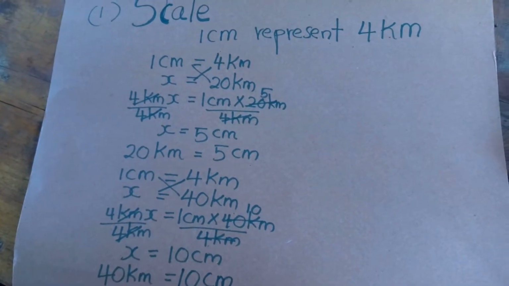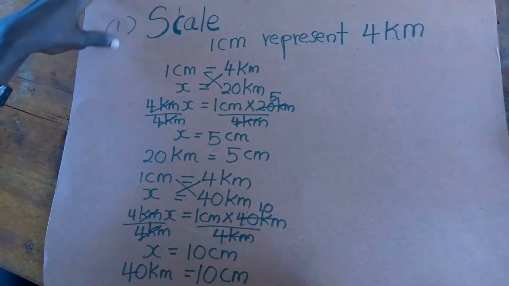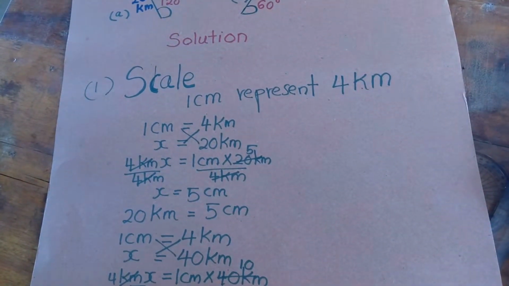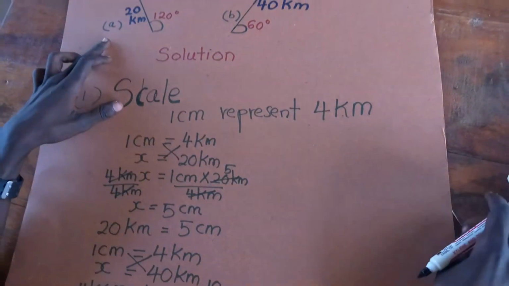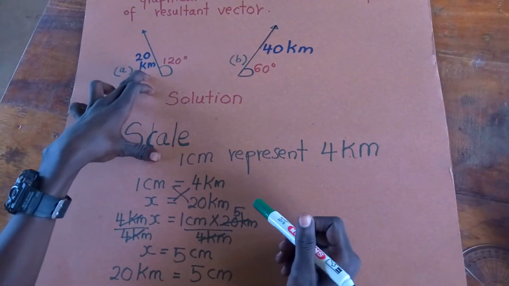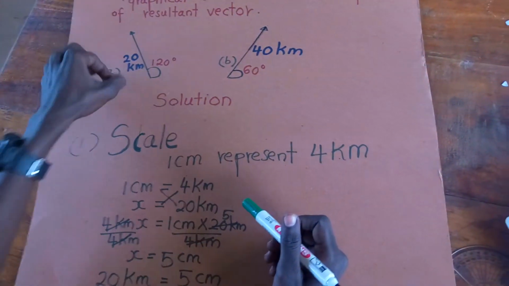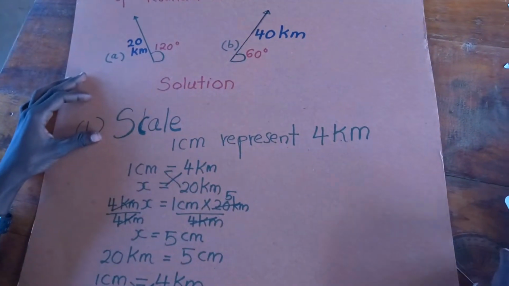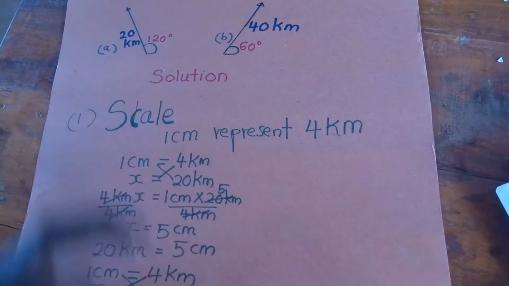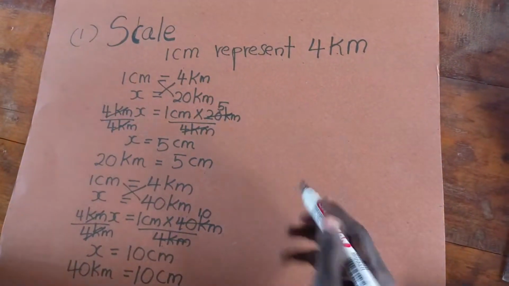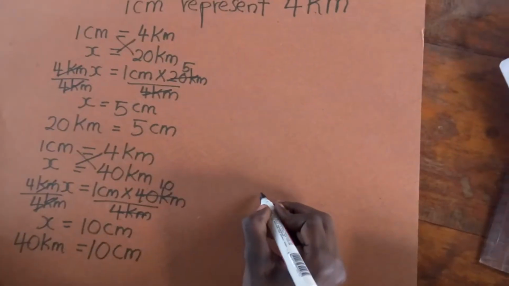Now we're going to draw and add these two vectors, vector A and vector B. You're supposed to start with vector A. The direction of vector A is 120 degrees and the magnitude is 20 kilometers, but instead of drawing 20 kilometers, we're going to draw 5 centimeters to represent it. You're supposed to choose a starting location. For example, my location is like this. Try to observe, this is my location.